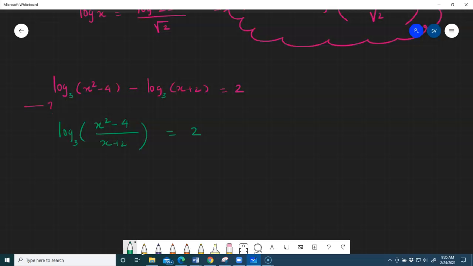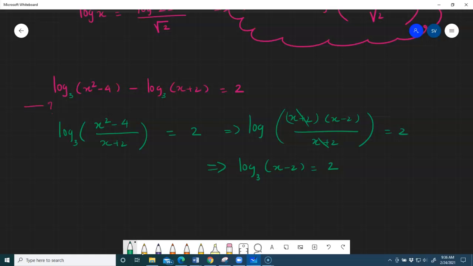Okay, so we can simplify this quotient. So that is log of x square minus 4 you can write as x plus 2 into x minus 2 over x plus 2 is equal to 2. You can cancel out x plus 2 from both ends. So your equation is log of x minus 2 is equal to 2. Here the base is 3. And we need to figure out x. That means we need to isolate x.